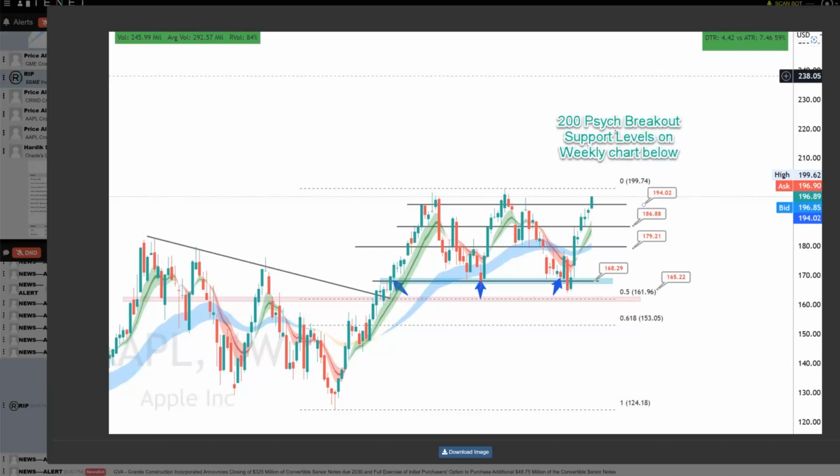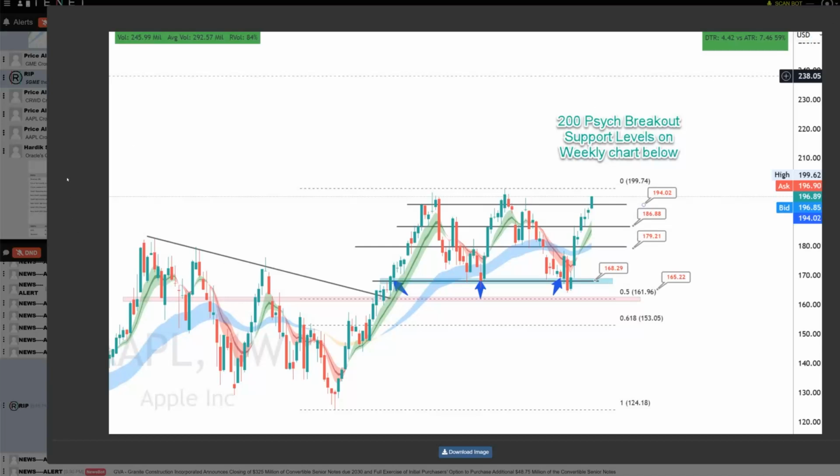That's what I told everybody when I posted this chart: 200 psych breakout, with support levels on the weekly chart below. I gave some of those breakout levels: 199, 194. I was not really expecting the breakout right away. I was expecting some pullback so we could add a swing and then trade it. But regardless, we got a breakout today. And why did we get the breakout? How did the breakout come? How did we manage the trade? What was my guidance? Let's look at this.